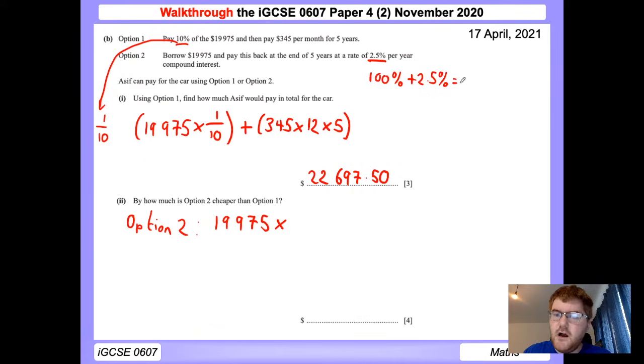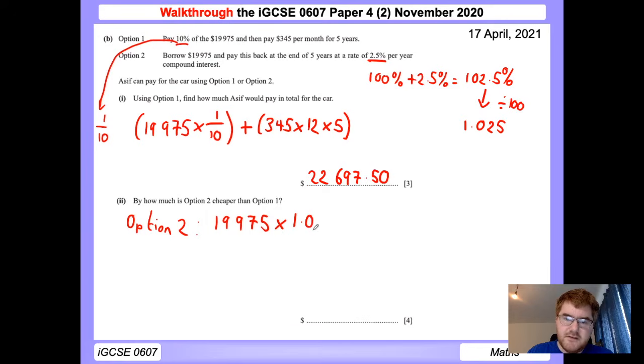That will give you 102.5%. And we want to convert that to a decimal multiplier. The way we do that is divide by 100, and we'll get 1.025. So we put this into our compound interest formula.